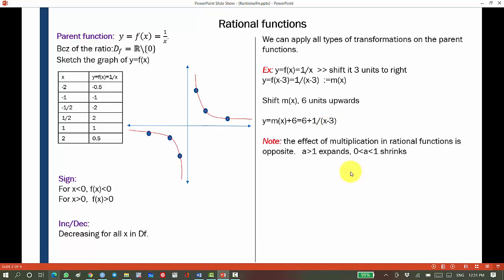Note that the effect of multiplication of a rational function with a constant number is the opposite of what we have seen, for example, for polynomial functions. If a is positive and bigger than 1, multiplying it with a rational function results in expansion. And if a is less than 1, of course bigger than 0, and we multiply such a number with a rational function, the result is shrinking.